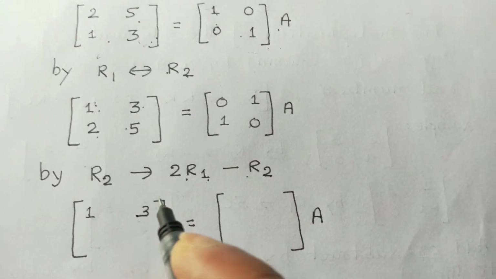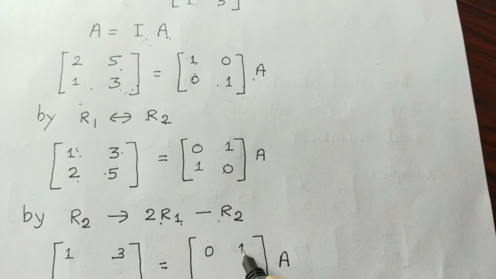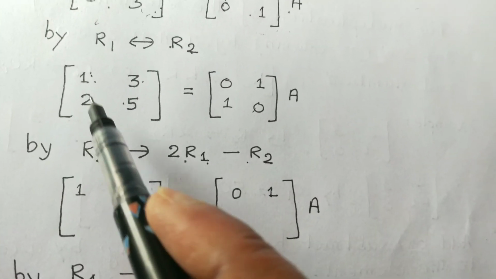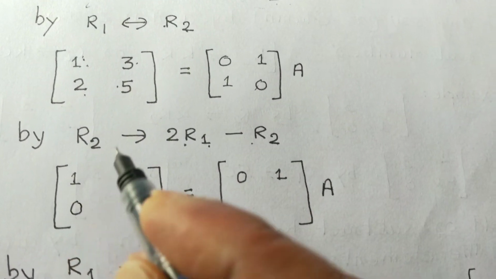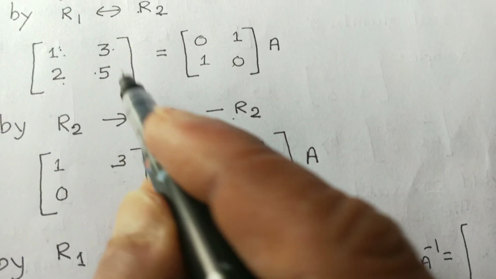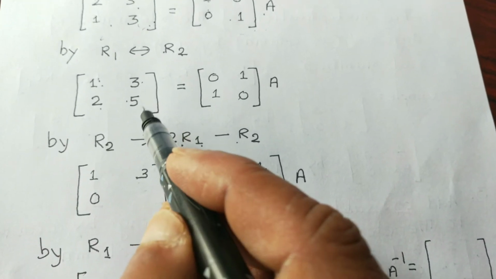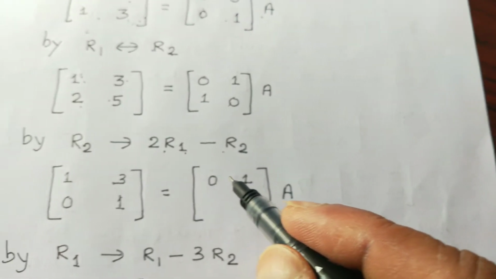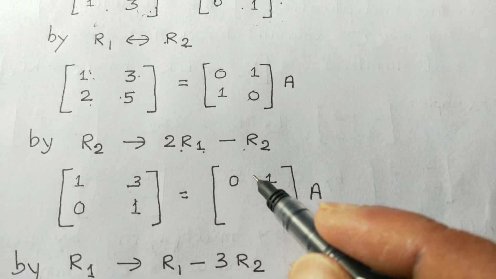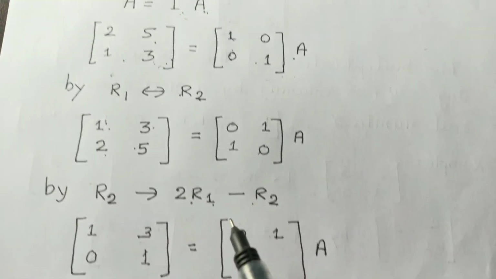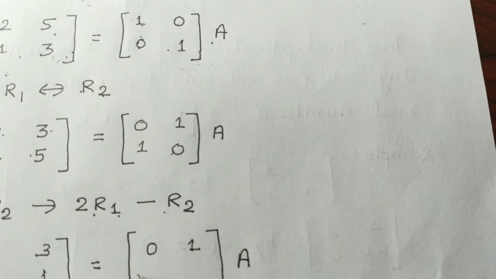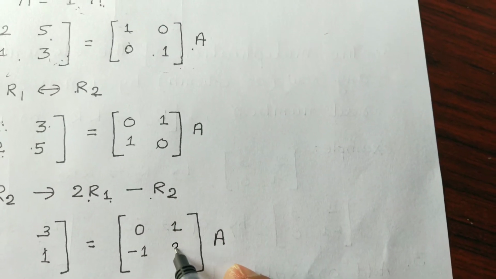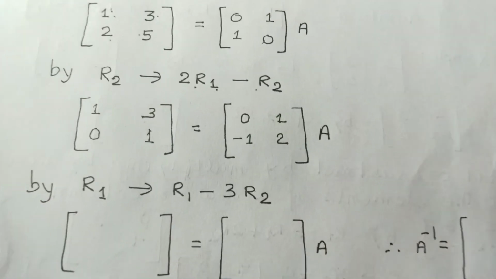Row 1 I am not changing, so I write the whole of row 1 on both sides. Row 2 I am changing: twice of row 1 minus row 2, I will get 0. Twice of row 1 minus row 2, 6 minus 5, I will get 1 here. Similarly, here I will apply the same operation: twice of row 1 minus row 2. I'll get this. Right? We got a lot of things.